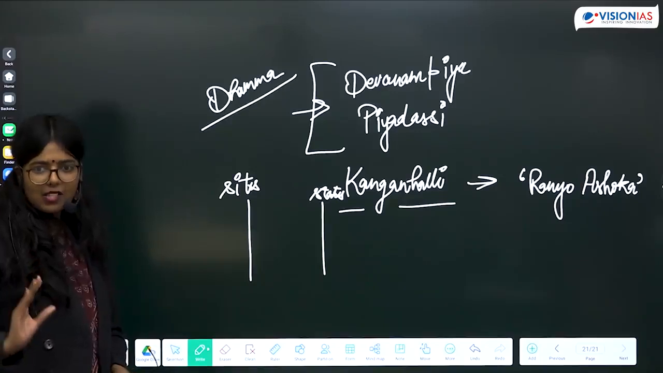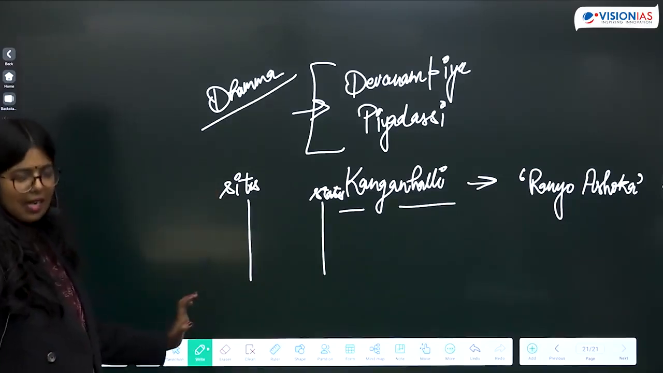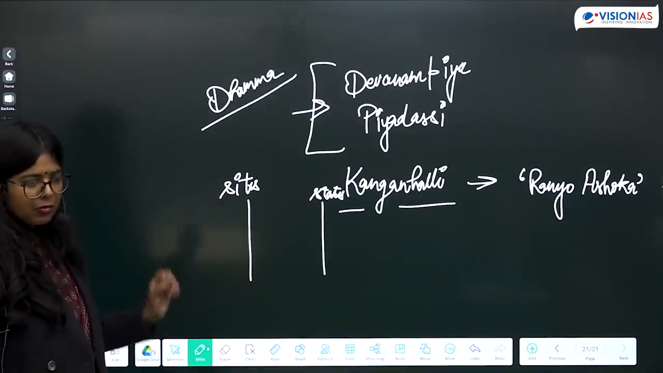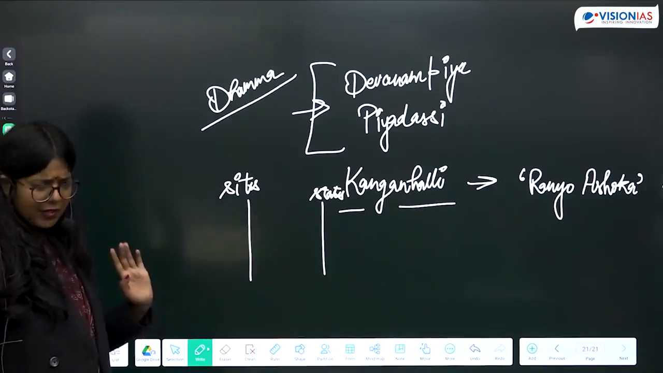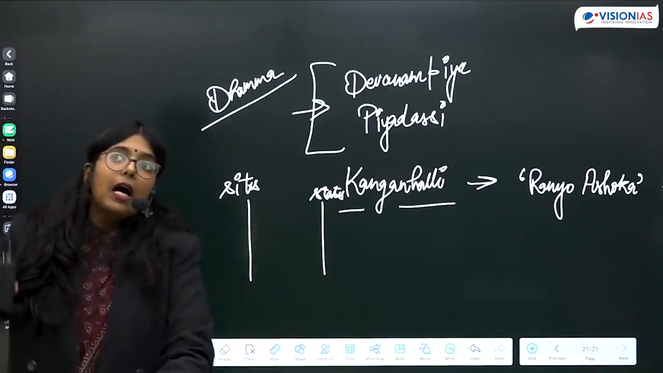We'll do some practice questions tomorrow on this. So do this at home. In the next class, we are going to do the practice questions. Is this clear? So remember this much when we are talking about Ashok.